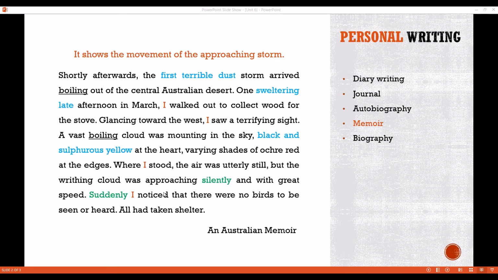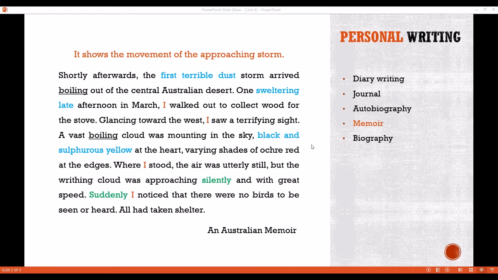So he's showing you something. He is not telling you something. He's showing that the cloud, the writhing cloud, not in a straight movement but in a circling, twisting movement, was approaching silently towards him and with great speed. So it means somebody is seeing something and he is just conveying it to you, making an image in your mind as well.